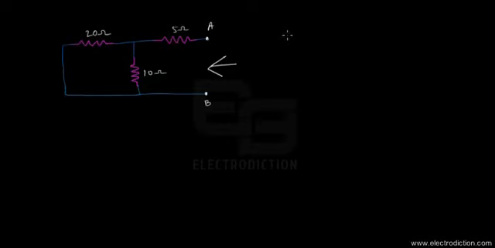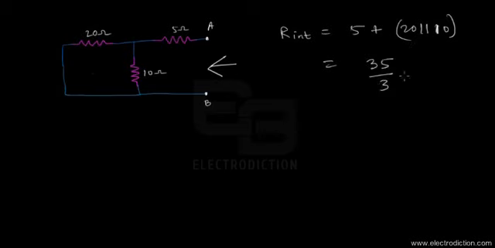In that case, the equivalent resistance, or let's call it the internal resistance, R int, would be equal to 5 ohms plus 20 parallel to 10. So that's going to be our combination over here. If we calculate the same, we're supposed to get about 35 by 3 ohms, which expressed in decimals is 11.67 ohms that we should get for the internal resistance. So that's our value over here.